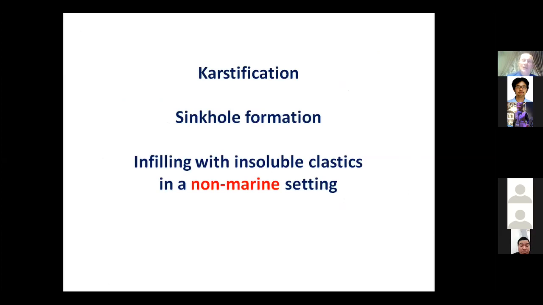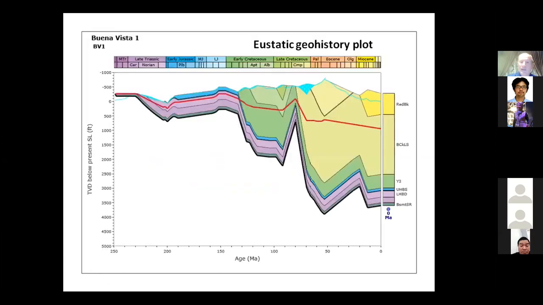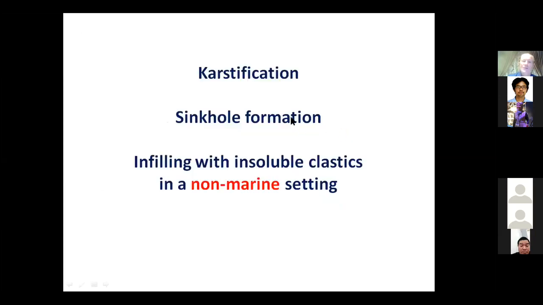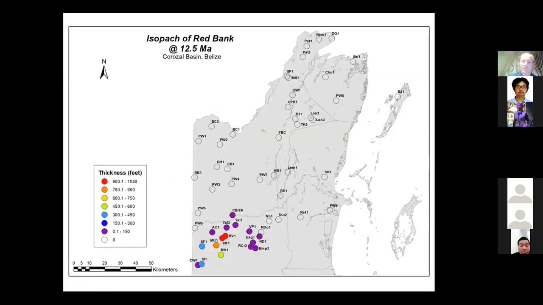There has been karstification during this long exposure here, formation of sinkholes, and infilling of those sinkholes with insoluble clastics in a non-marine setting. Very logical, it's just that no one had thought about it. And so what we proposed in reconstructing was a wider original distribution of the Red Bank with some subsequent erosion of some of the thinner occurrences.